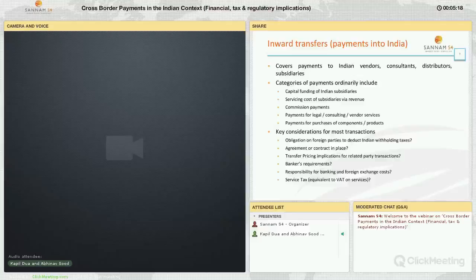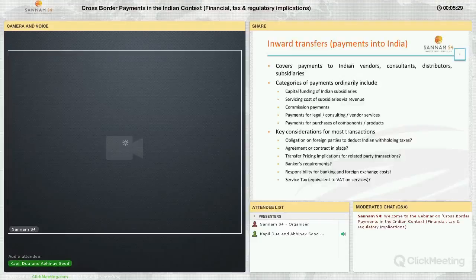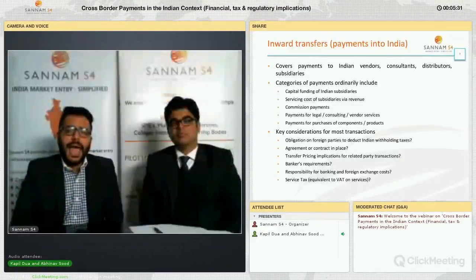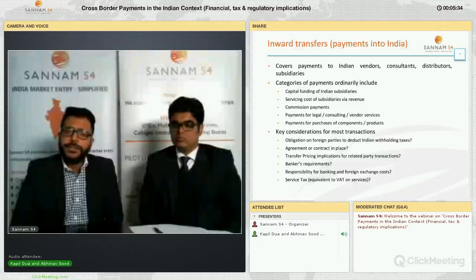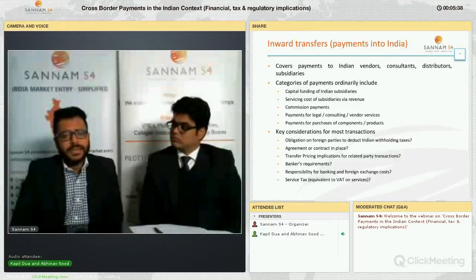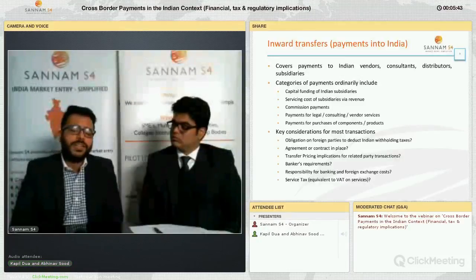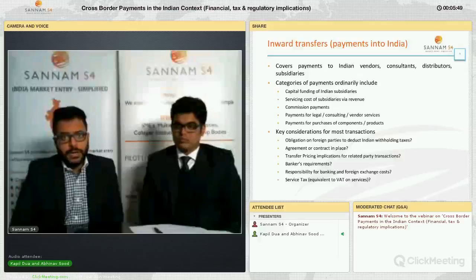About when you are transferring funds into India. So to start with, for example, foreign organizations, when they are sending money into India, are they liable to withhold taxes? We have in India something called tax deducted at source, in another language, withholding taxes. In fact, as per the Indian Income Tax Act, foreign parties are also liable to withhold taxes when they are making payments to the Indian vendors, when they are making payments for the services which they are buying from India.